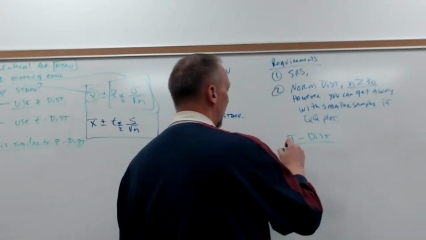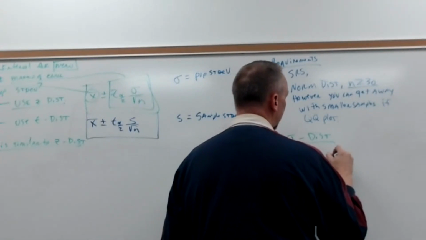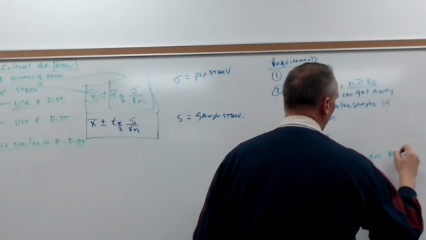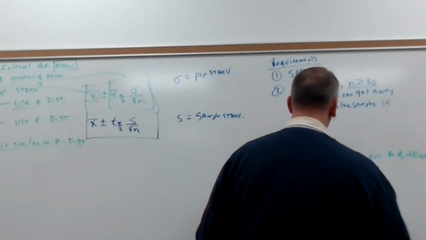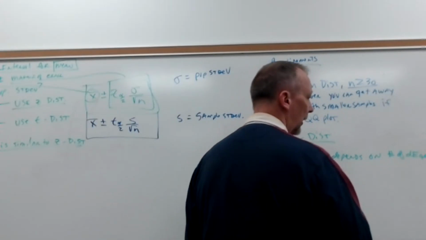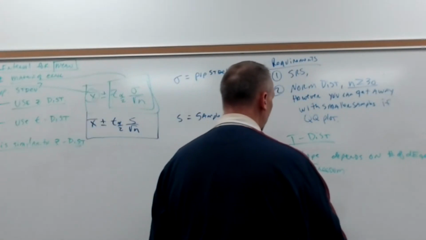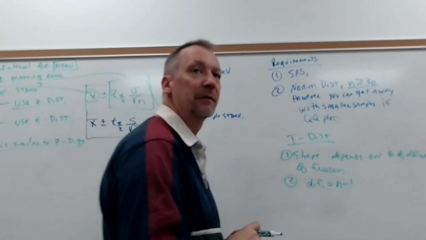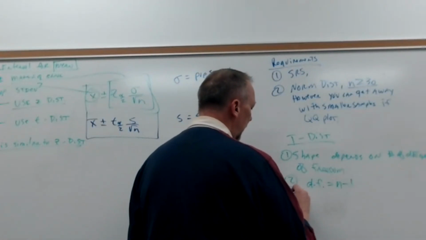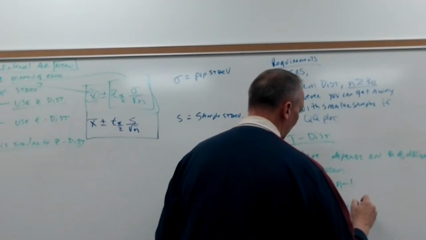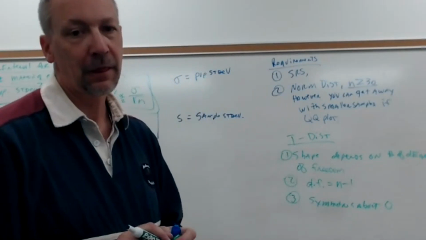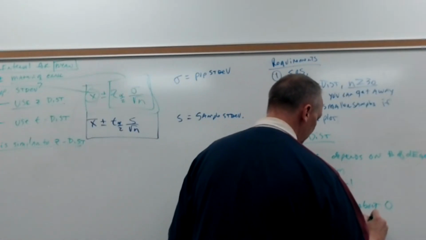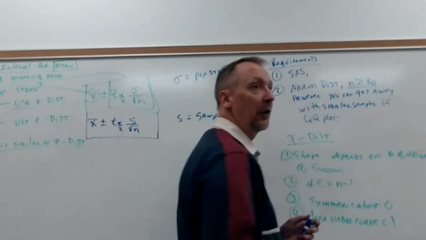All right, number one, the shape depends on the number of degrees of freedom. Okay, now that's going to make you ask what degrees of freedom are. Your degrees of freedom, abbreviated DF, equals your sample size minus 1. Okay, number 3, it is symmetric about the number 0. Number 4, the area under the curve, I bet you guys can guess, equals 1 or 100%.